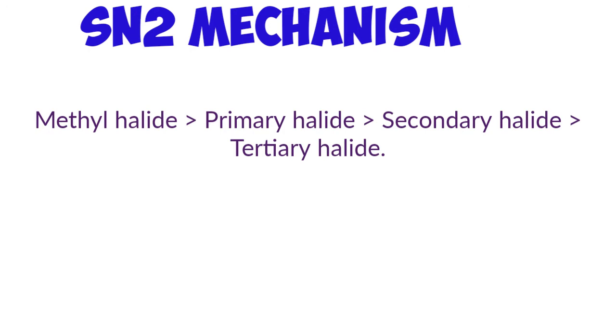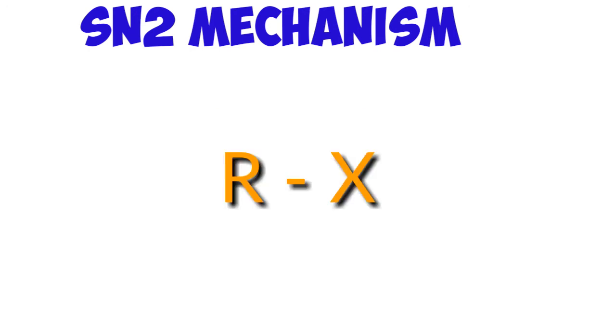Rate of reaction depends on one more factor, that is the leaving group present in the substrate molecule. And the leaving group is halogen, because substrate is alkyl halide. If a better leaving group is there, it will be released at a faster rate in the presence of incoming nucleophile. Thus, rate of SN2 reaction increases.